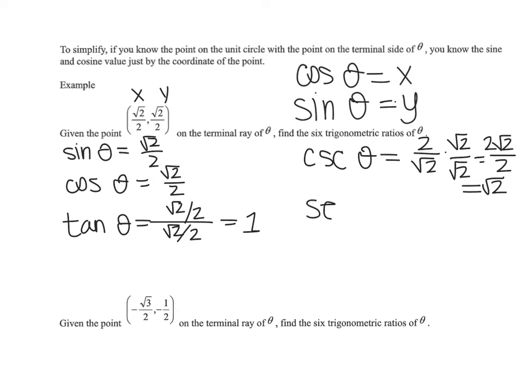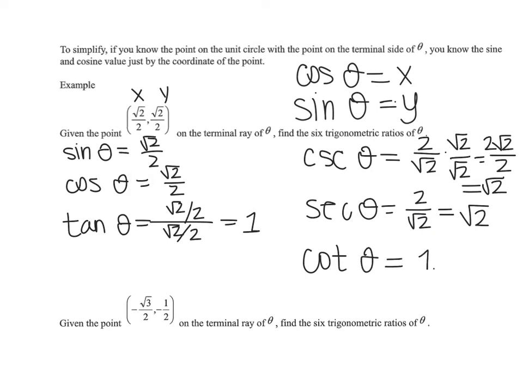Same thing for secant of theta. Because in this case alone sine and cosine are the same, secant would also be 2 over square root 2, which when rationalized becomes just square root 2. And then cotangent of theta is the reciprocal of tangent, which is 1, and the reciprocal of 1 is 1.